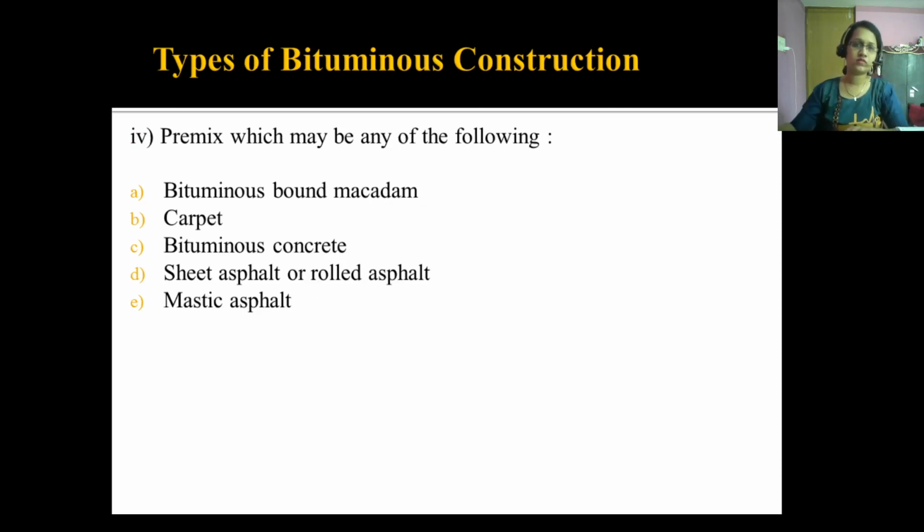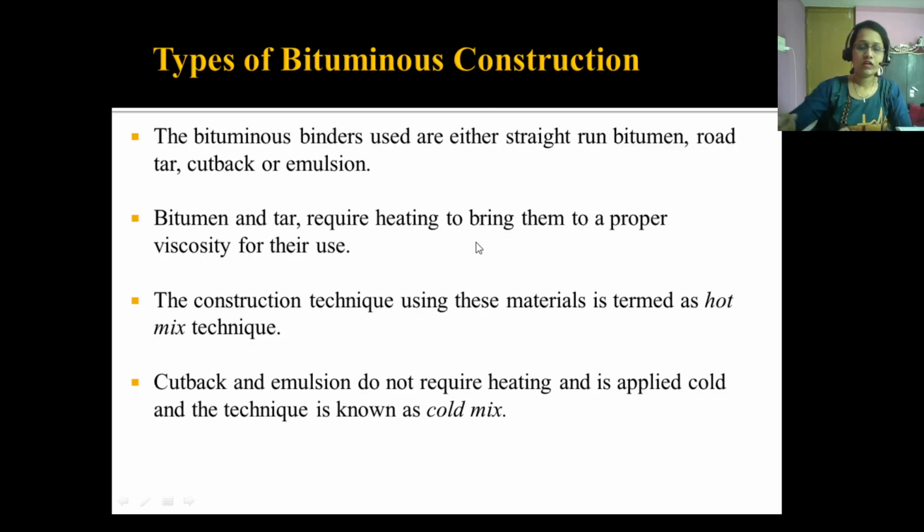Next is the premix. This premix may be of the bituminous bound macadam, the carpet, the bituminous concrete, the sheet asphalt or the rolled asphalt, and the mastic asphalt. The bituminous binders used are either the straight run bitumen, road tar, cutback or emulsions. Bitumen and tar require heating to bring them to a proper viscosity for their use, so this is termed a hot mix technique.